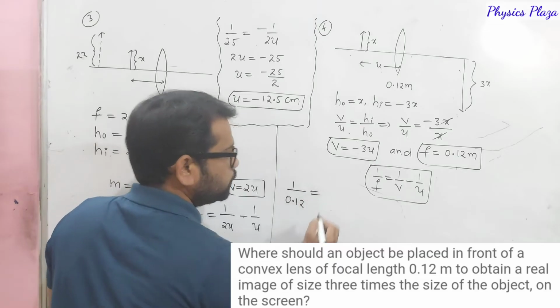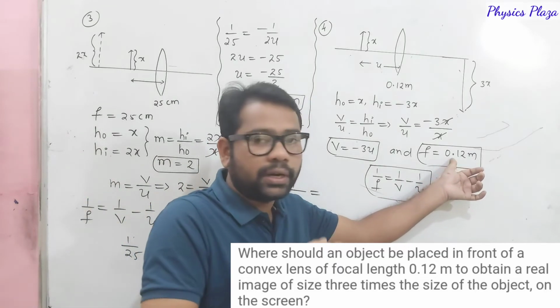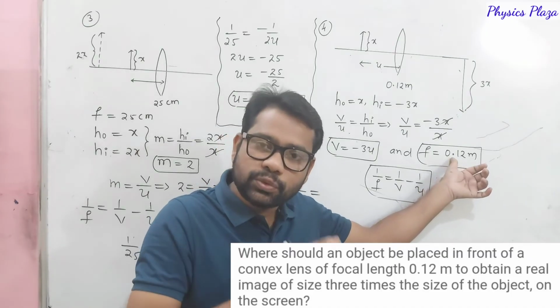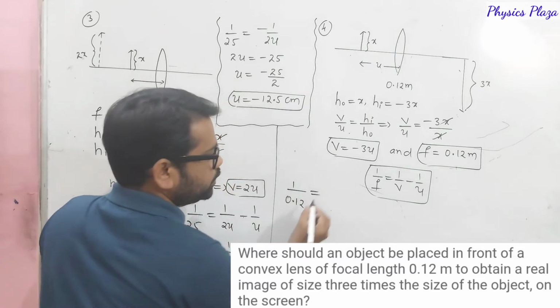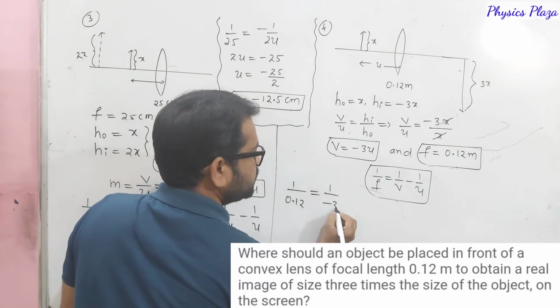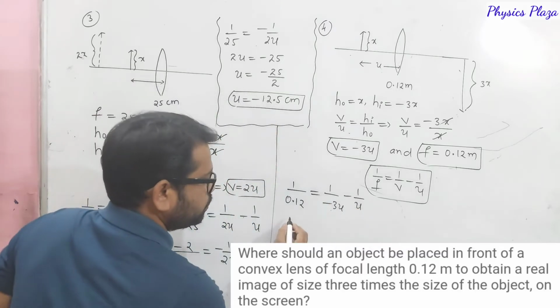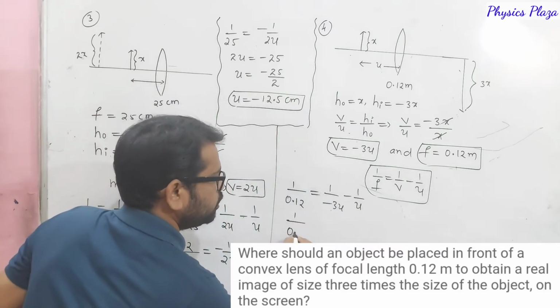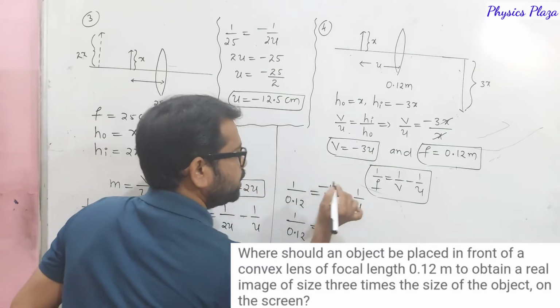1 by 0.12 is equal to... children, here because the decimal number is there, no need to write it as 12 by 100. Don't simplify, just keep it as usual, follow the steps, and you will get the answer. So, it is 1 by 0.12 equals 1 by minus 3u minus 1 by u. So, this is going to be 1 by 0.12. So, this minus will go to the numerator.